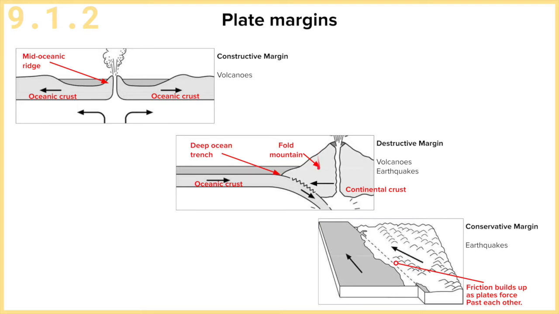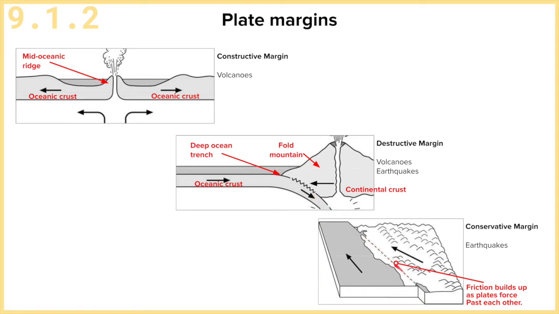And then finally, we have conservative mountain margins. So we've got a pattern going on here. Constructive is creating land. Destructive is destroying land. Conservative means that nothing is gained and nothing is lost. In this case, these plates are moving in similar directions. So we're not going to lose any land, we're not going to gain any land in this case.